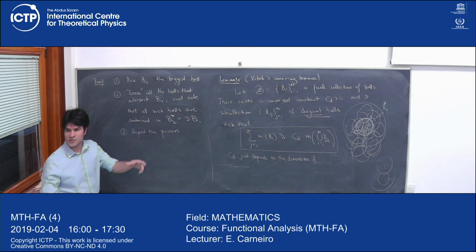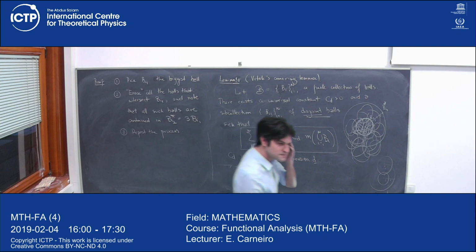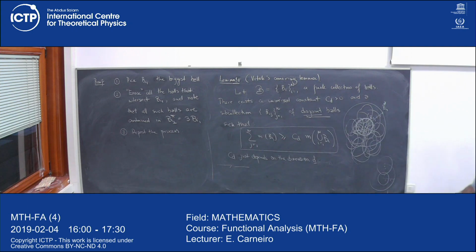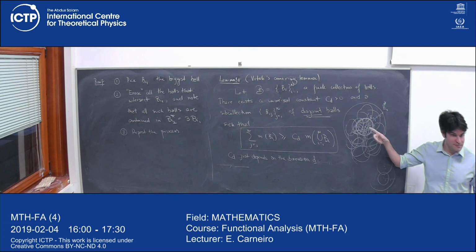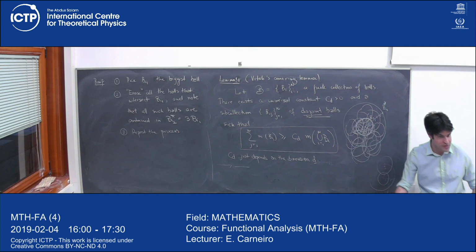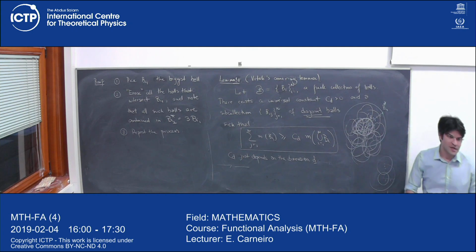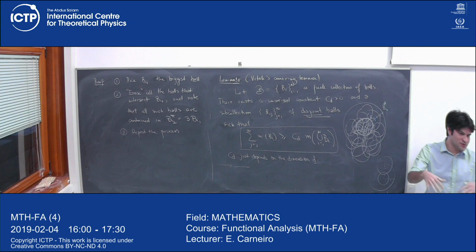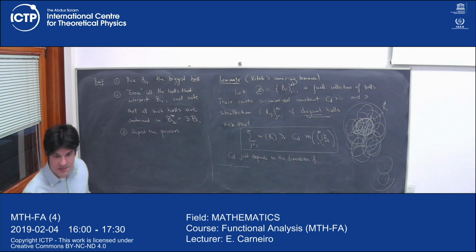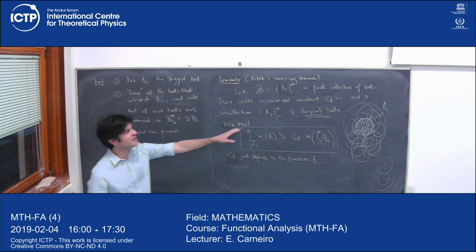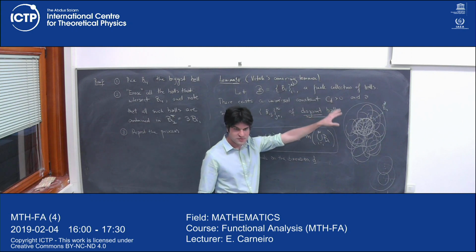Pick the biggest ball that was left, okay? Which is a ball that does not intersect this B_i1 by definition, so it's a disjoint ball. You disregard, you erase all the ones that intersect them, and you go on, and you go on. So when you do this a finite number of steps, you have to finish because your set is a finite collection of balls, all right?